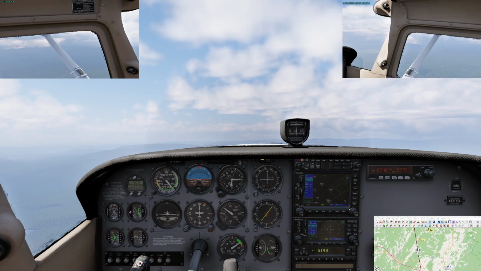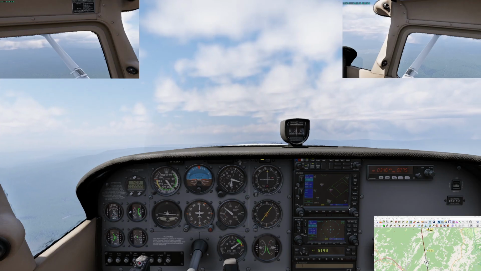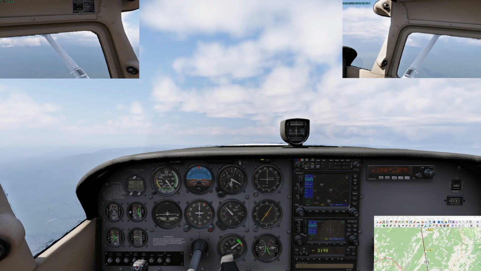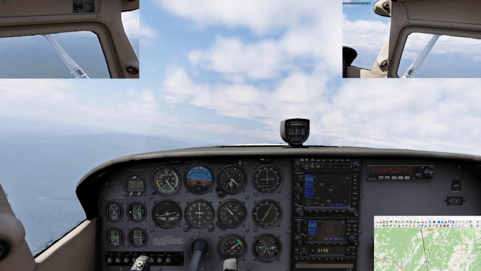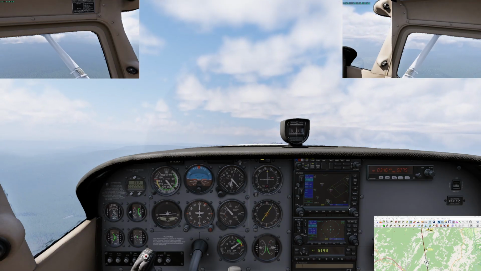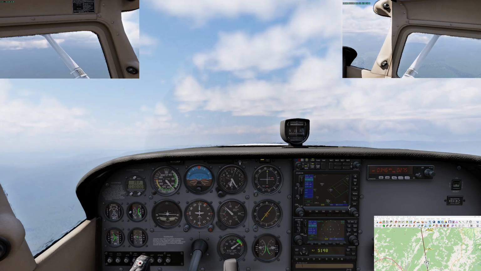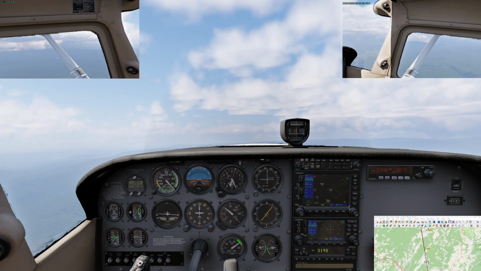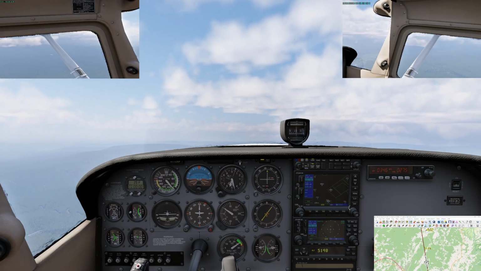Everything happens at once. We're going to intercept the bearing outbound. We're going to reach 5,500. Probably going to run around 90 knots in here.